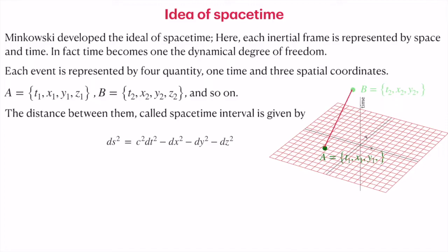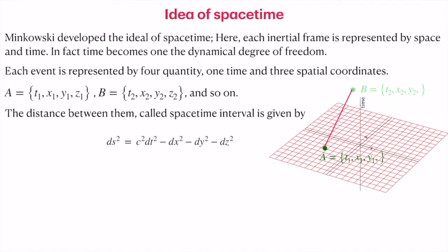You note that c square is multiplied to dt in order to make it a dimension of space. So this way you measure the distance in the space-time. We have completely changed the idea of space-time. Earlier we were following exactly the Euclidean distance. Now we are using a pseudo-Euclidean distance.